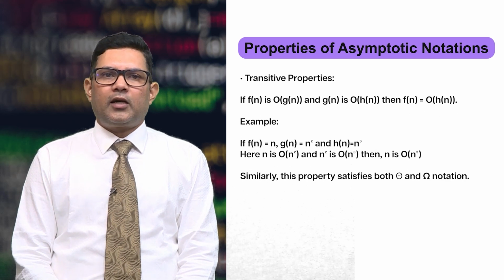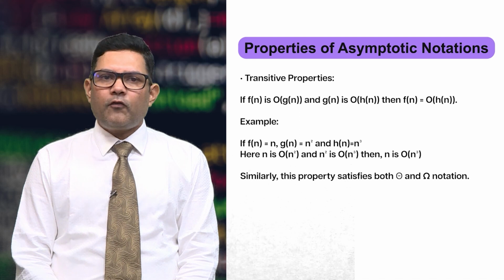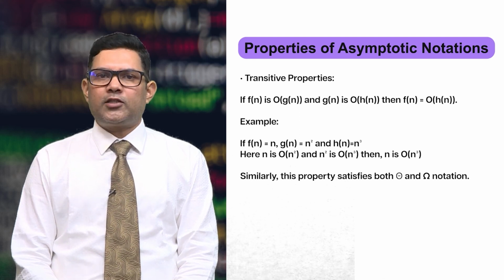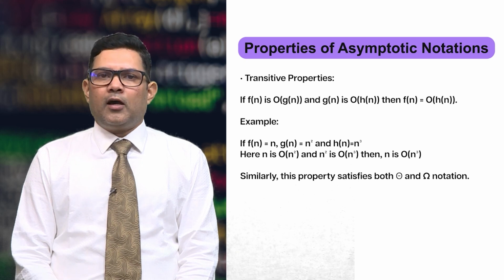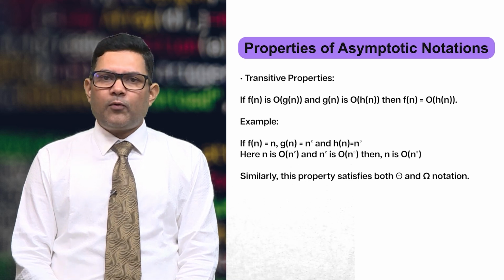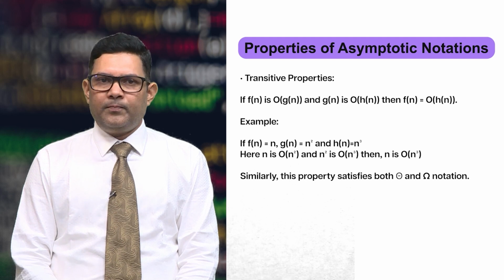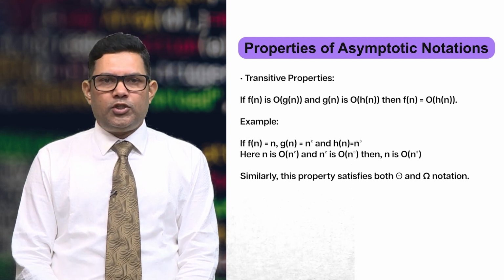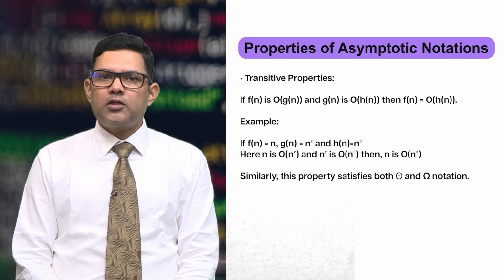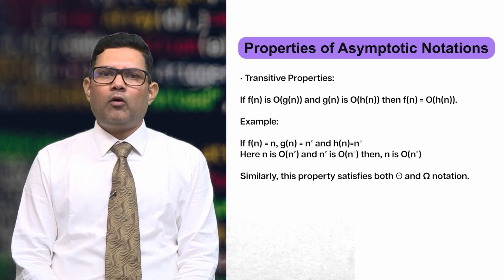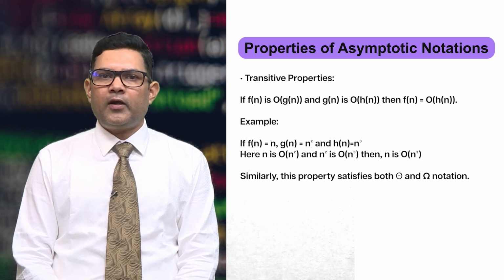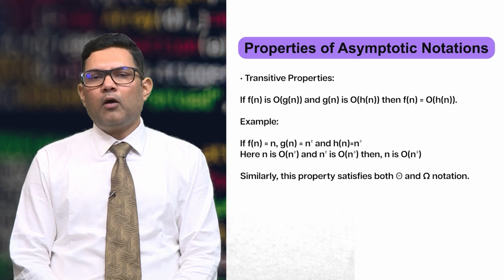The next property is the transitive property. If f of n is big O of g of n and g of n is big O of h of n, then we can conclude that the function f of n is big O of h of n. That means if a function is bounded by big O of g of n and g of n is bounded by big O of h of n, then we can conclude that the initial function f of n must be bounded by big O of h of n.